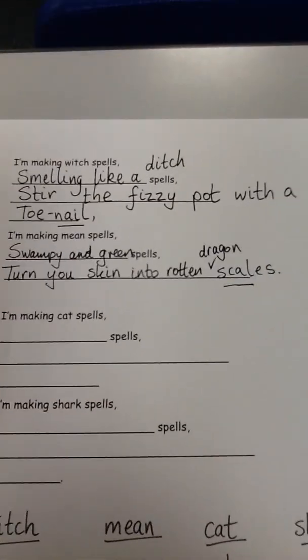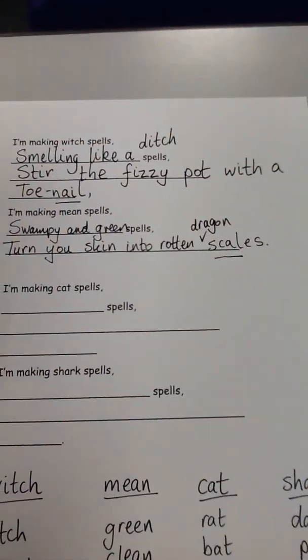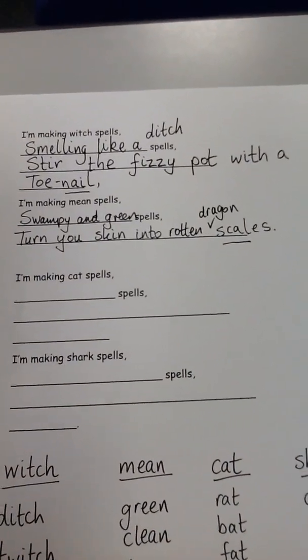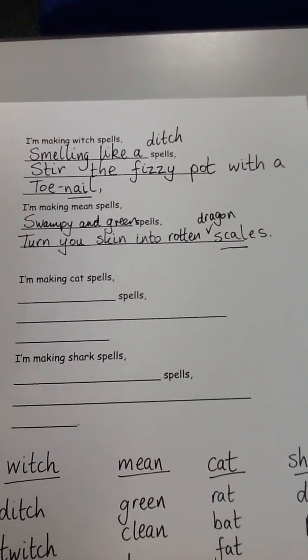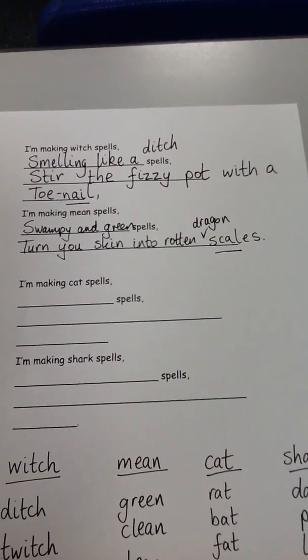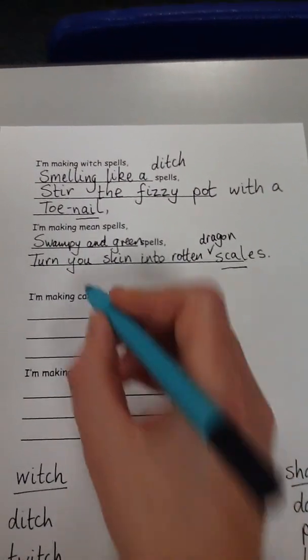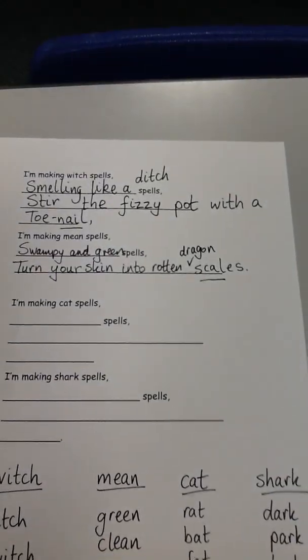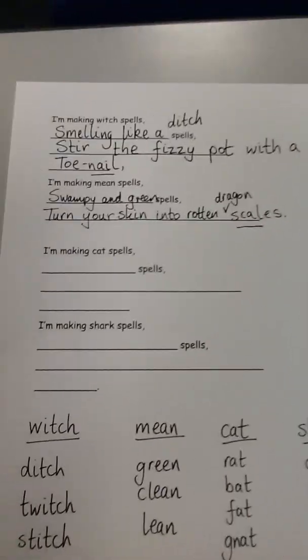So I'm going to read it all the way from the beginning, see how I like it. I'm making witch spells, smelling like a ditch spell, stir the fizzy pot with a toenail. I'm making mean spells, swampy and green spells, turn your skin into rotten dragon scales. Yeah, I like that so far.